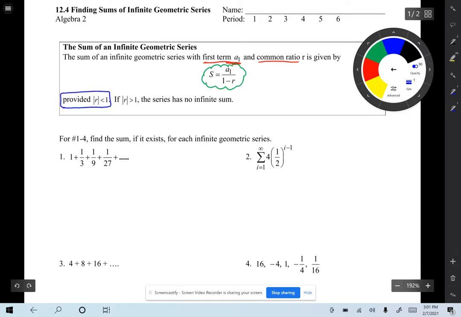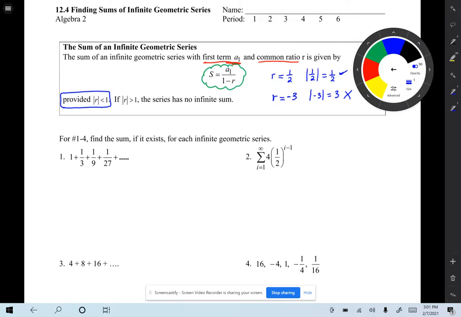So the absolute value of r must be less than 1. If the absolute value of r is greater than 1, the series has no infinite sum. For instance, if r, the common ratio, is 1/2, we know the absolute value of 1/2 is equal to 1/2, and that's less than 1, so you would be able to find the sum of that. What if r is -3? Well, the absolute value of -3 is 3, and 3 is not less than 1, so that would not have a sum. So make sure you look at r to proceed with the problem.